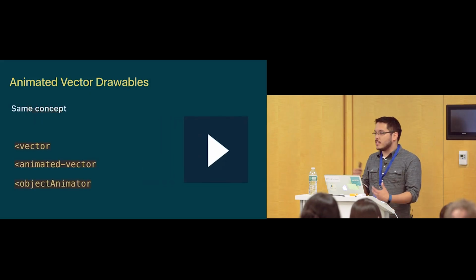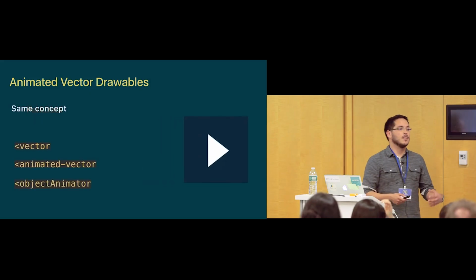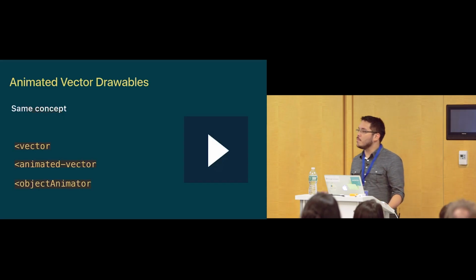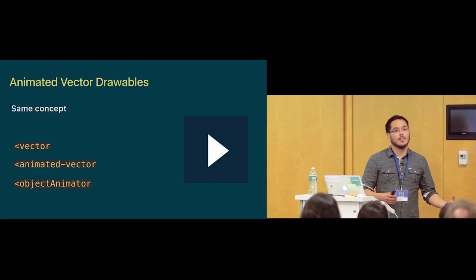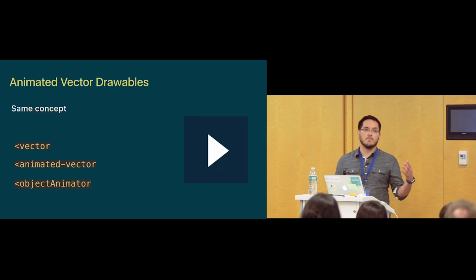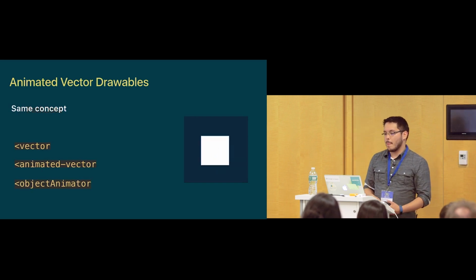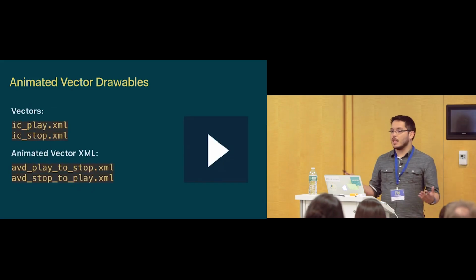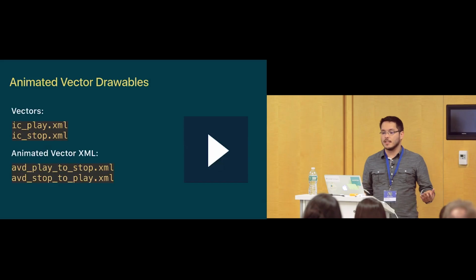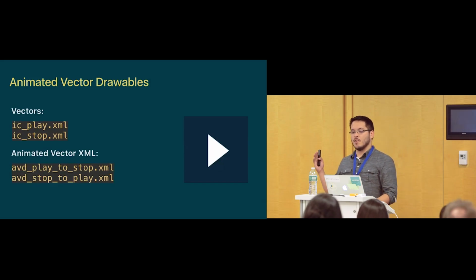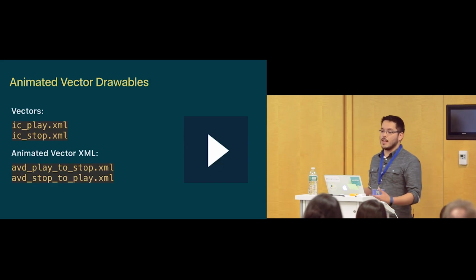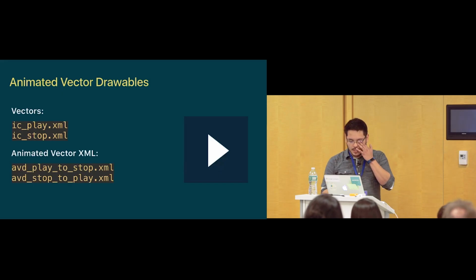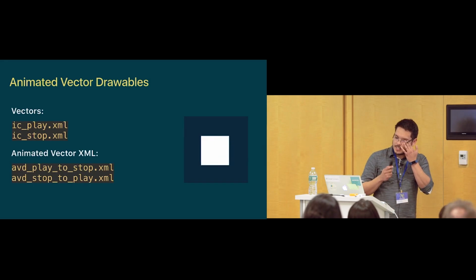Again, the same concept, the same recipe. We're going to have a vector, my play and my stop. We're going to have an animated vector, which is going to connect my vector parts to my object animator. So I have my vectors, icon play and icon stop, because now I have two states, and I have my animated vector drawable to go from play to stop and stop to play. That makes connections between one and the other. What's tricky though is the animator.